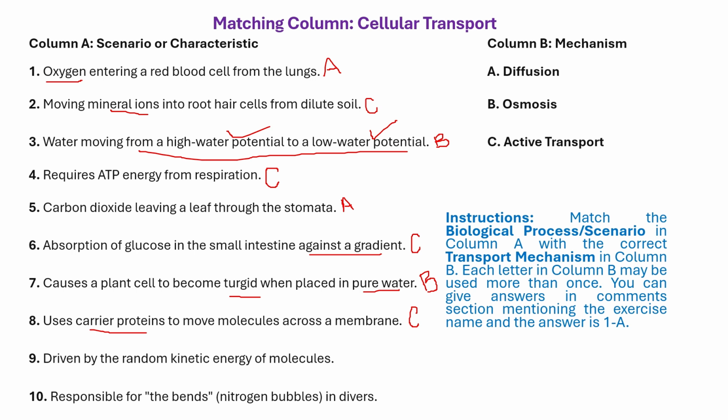The next question is number 9. What is driven by random kinetic energy? Kinetic energy is involved in the movement of molecules. Where does it happen? It happens in the process of diffusion, and the answer will be A, because diffusion is a passive transport process, and it relies entirely on the natural and constant movement of particles, and that is the kinetic energy.